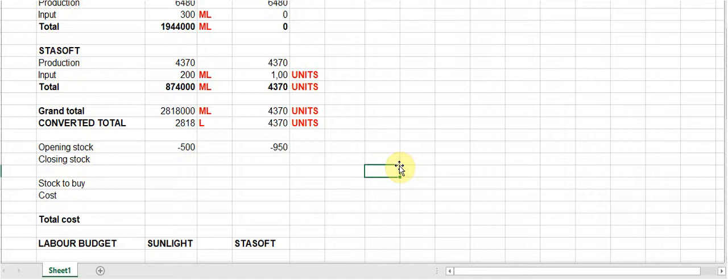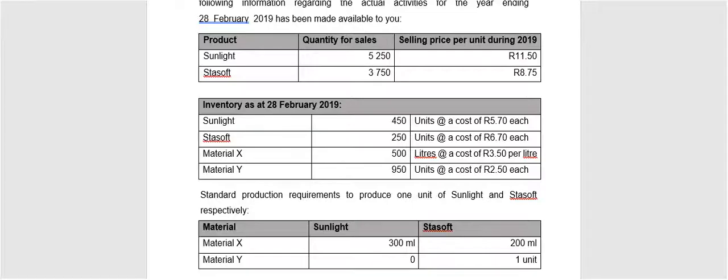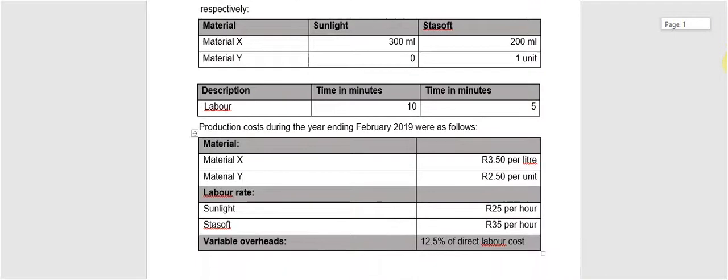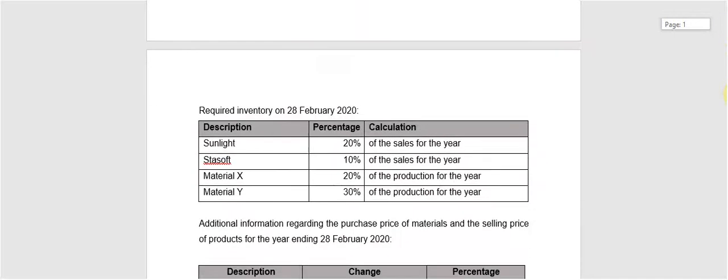Right, then we need to go and find the closing stock, and I believe that that was given to us as some kind of percentage. So if I go back to my question again, they tell us that the closing stock, the required inventory at the end of the year is 20% of the production for the year and 30% of the production for the year. So what does production refer to?